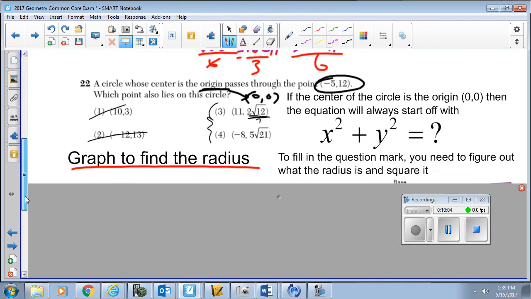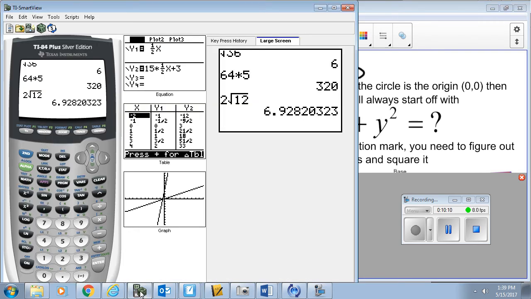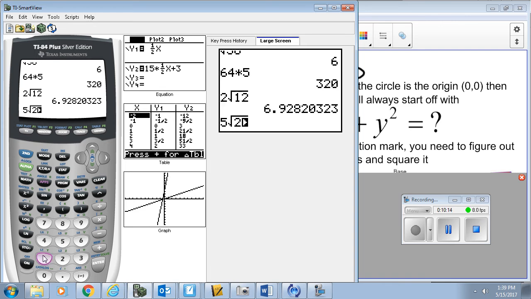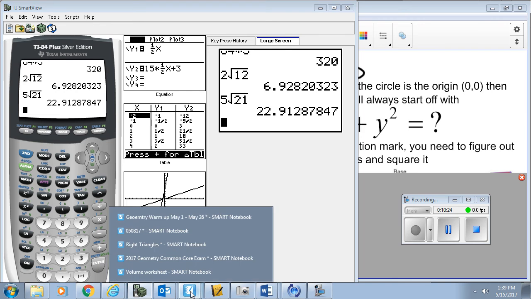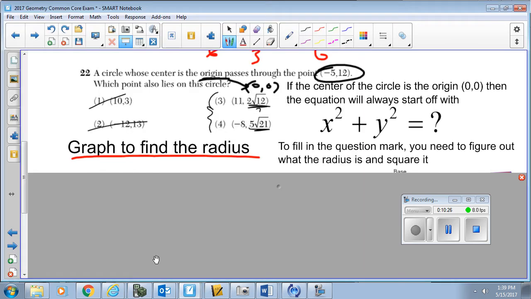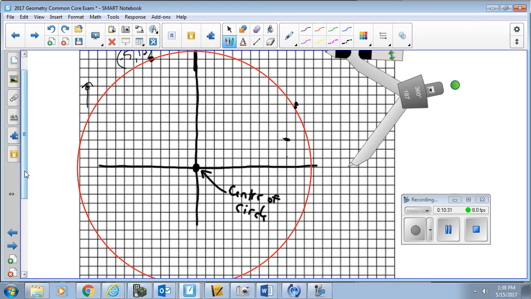So that point, 5 radical 21. Let's see approximately what that is. 5 radical 21 is about 22.9. Wow, is that right? Yeah, that is right. Okay, let's check that. I don't think that's going to be our answer, right? Let's just look, though. So what is that, 5 radical 21?